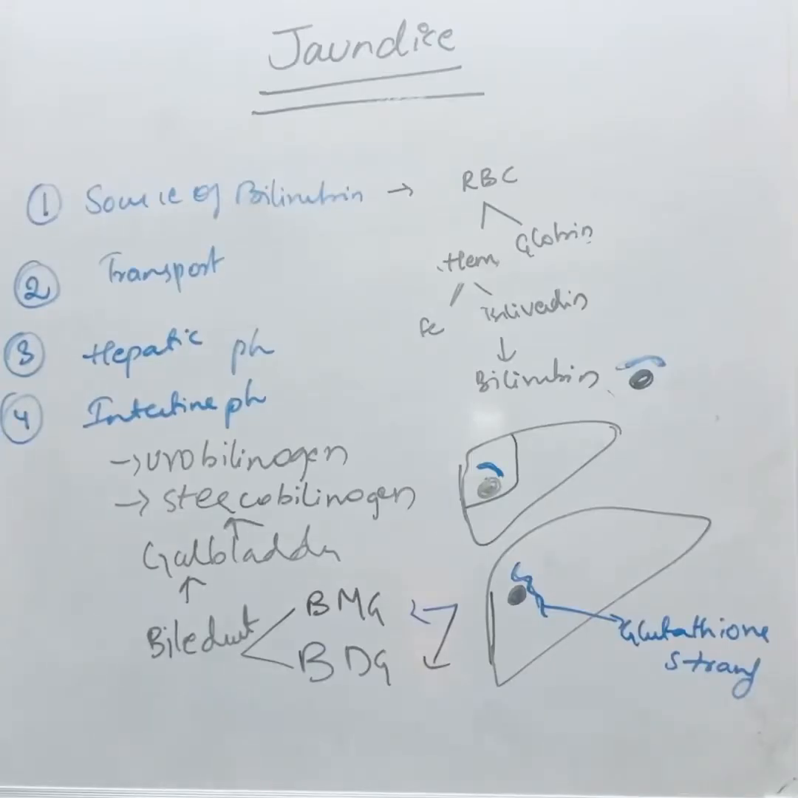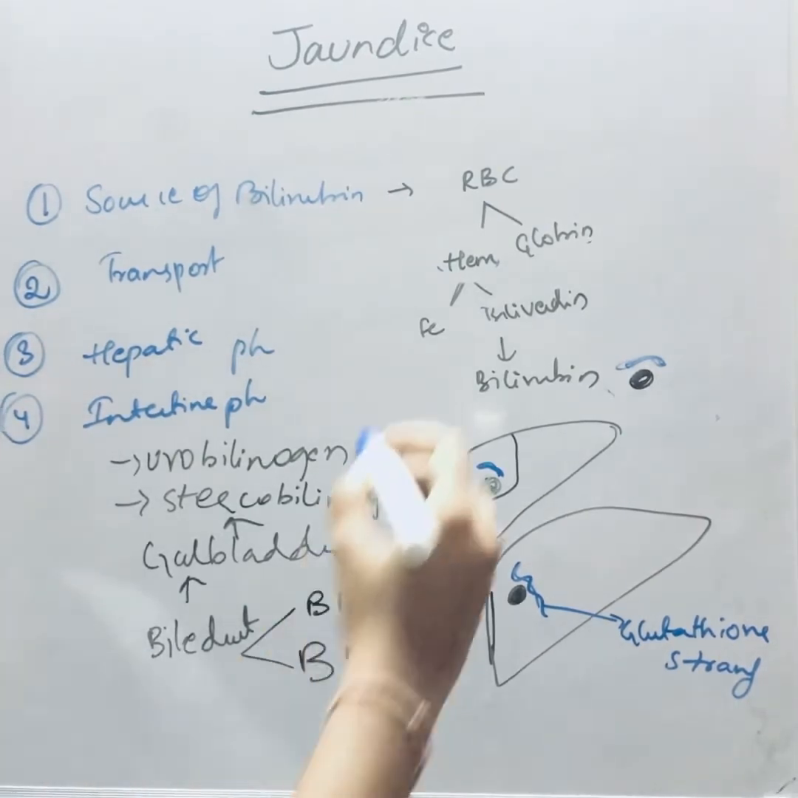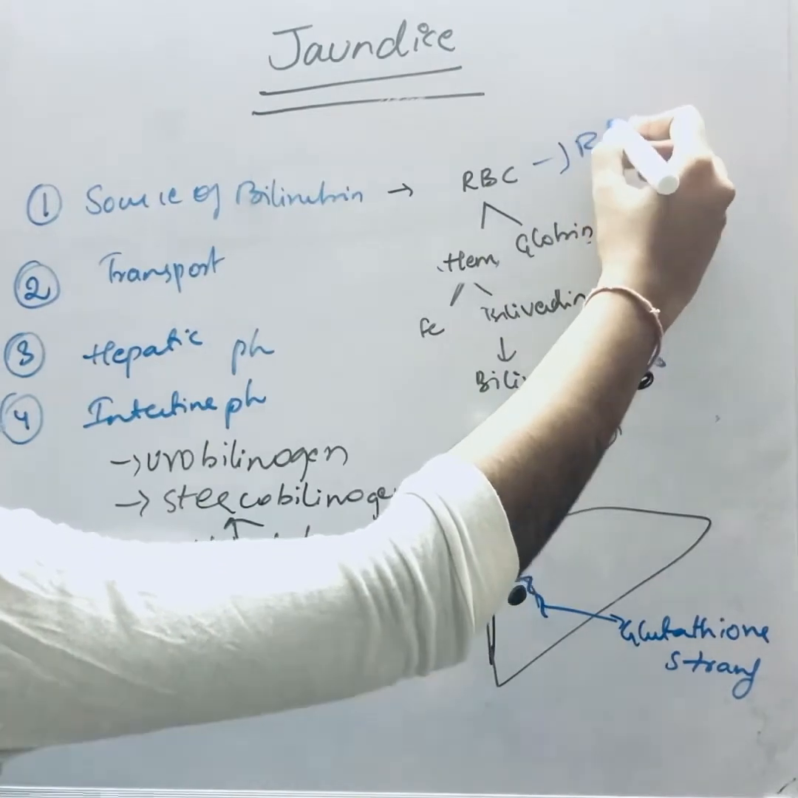Till now we studied the basic definition of jaundice. Now we will study the normal metabolism of bilirubin, which is divided into four phases. First is the source of bilirubin, second is transport, then the hepatic phase and the intestinal phase. In the source of bilirubin, we get bilirubin from dead RBCs. When an RBC completes its life cycle of 120 days, it enters the reticuloendothelial system.